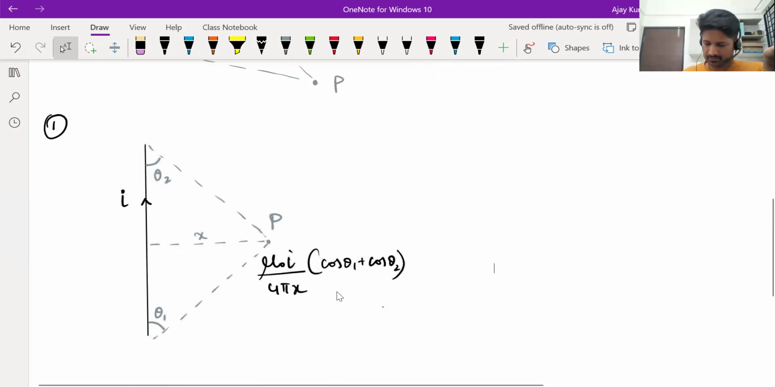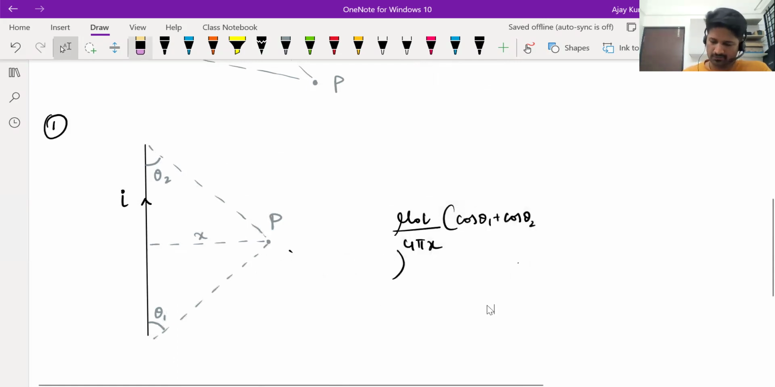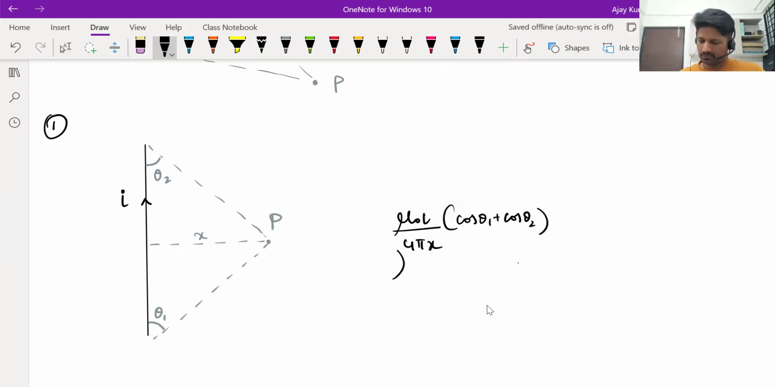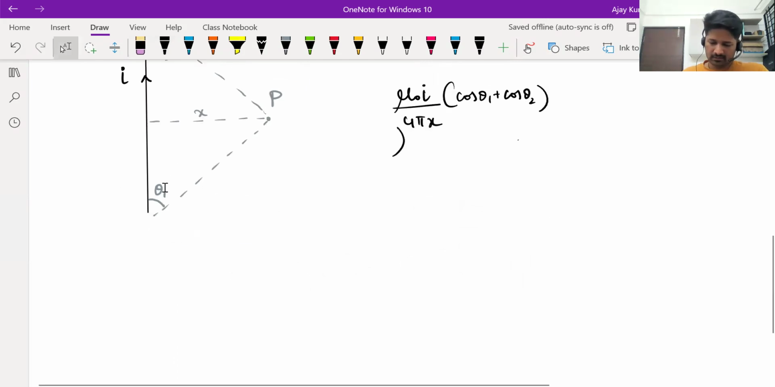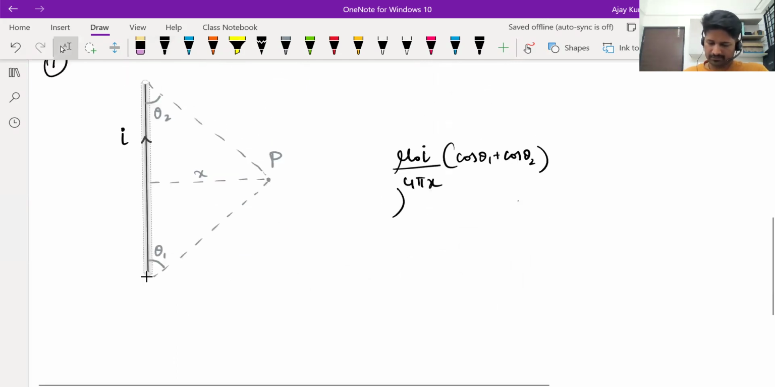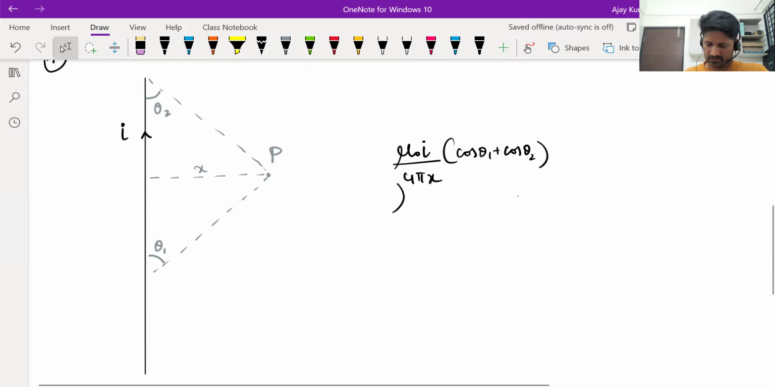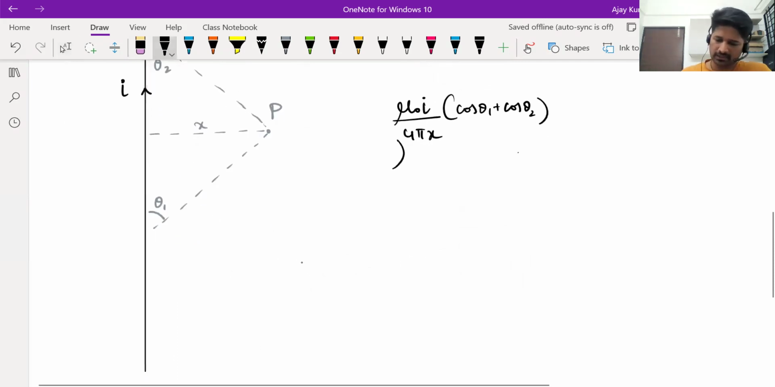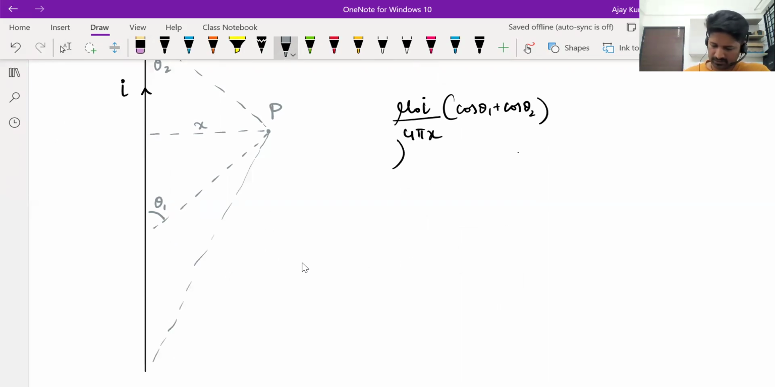They both will tend to become 0, so cos theta 1 plus cos theta 2 will be 2. Correct. See, if you imagine extending the length of this wire, and then connect the point P to that end of the wire, you will see that the connecting line subtends a smaller angle now. Here it was theta 1, maybe some 60 degrees or 45 degrees. Here it is much less, maybe 30 degrees.